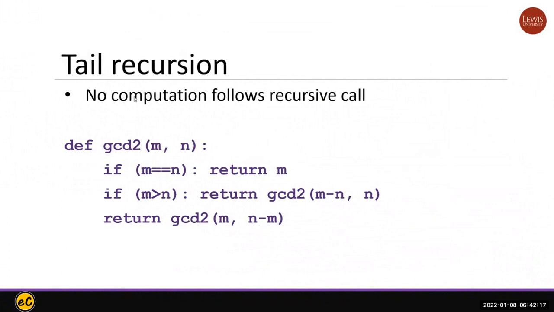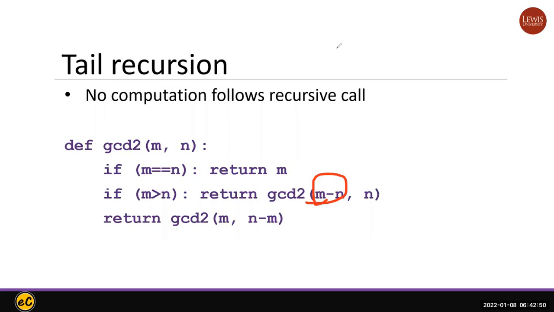So here we have a function calculating the GCD. If m equals n, we return one of them, since it's actually already the GCD, the greatest common divisor. And if m is greater than n, then m is bigger, so we subtract and return the GCD of the result and n. Every time we subtract the smaller number from the bigger number.